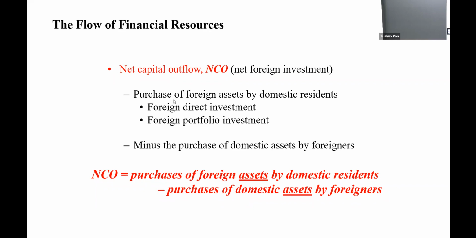So the purchase of foreign assets by domestic residents could include foreign direct investment, such as, in the United States, if you invest in other countries, that's direct investment, right? Like if you want to buy a new plant or have a new factory in other countries. And foreign portfolio investment is the indirect investment. If you buy stocks or bonds from other countries, that means you purchase foreign assets, right? So both of these are assets you have, which is the purchase of foreign assets by domestic residents.